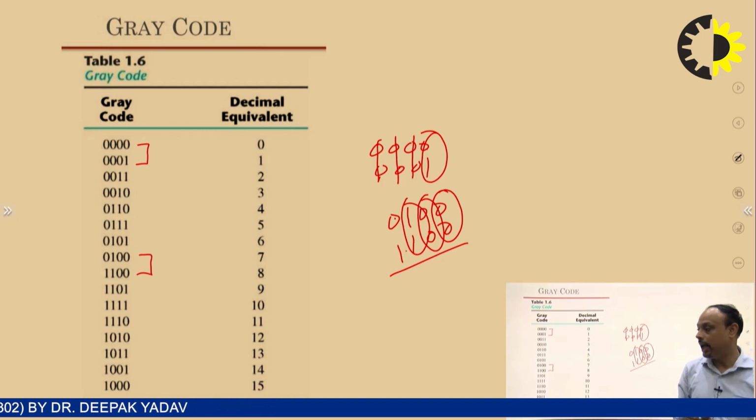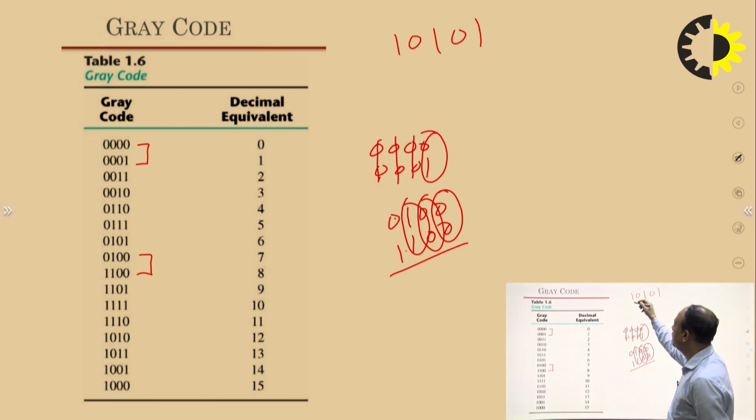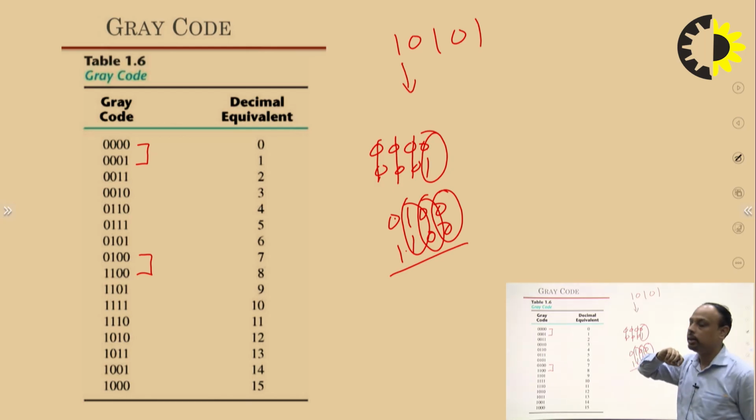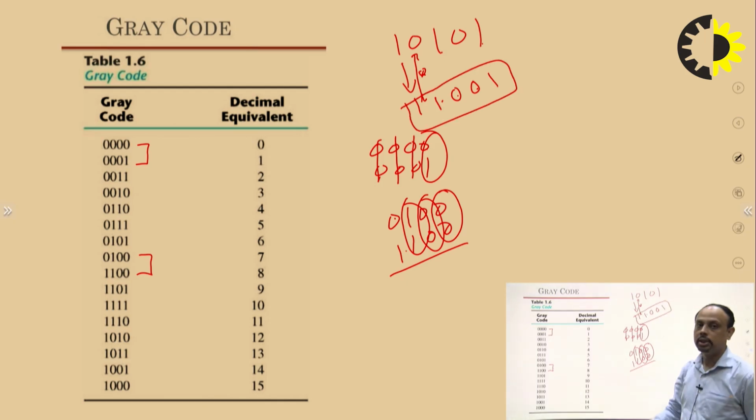We can convert any binary number into the gray code just by using the property of the XOR gate. The first bit is kept as it is, and if we do the XOR operation between 1 and 0, since they are different the result is 1, so we can write 1 over here. For the same bits it is 0, for the same bits it is 0, and for different bits it is 1. So this is the gray equivalent of this binary code. In this way we can easily represent the decimal number in the binary codes.